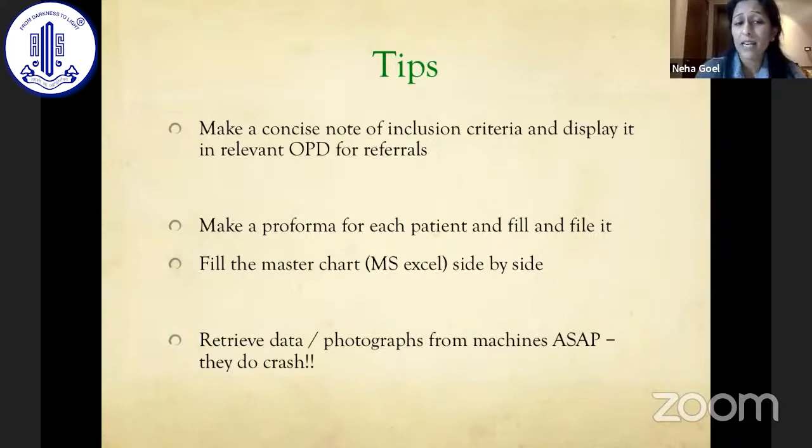The second thing I would advise is, as soon as you recruit the first patient, make a proforma for each patient, fill it and file it. Okay. And you can also start filling your master chart in Excel side by side. So later on, you will not get burdened.